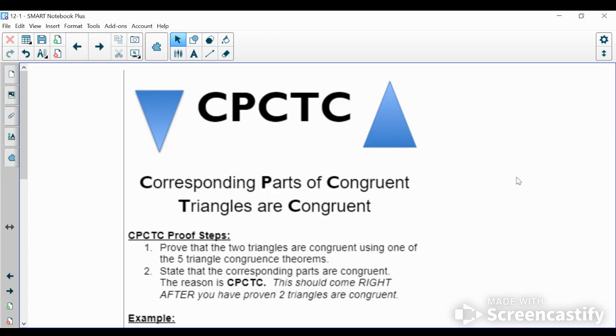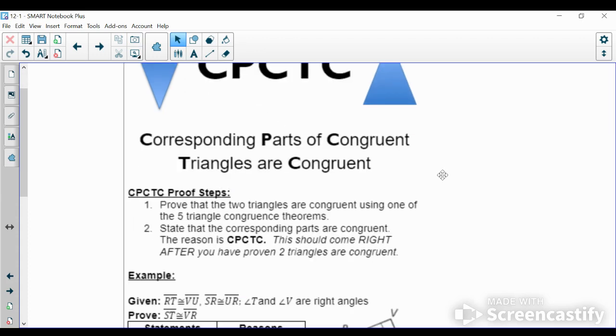We've been working on proving triangles are congruent with one of the triangle congruence theorems, such as side-angle-side, side-side-side, angle-angle-side, angle-side-angle, and hypotenuse-leg. Once you know that two triangles are congruent, that means any other leftover sides or angles will automatically be congruent because they would be considered corresponding parts of congruent triangles. And we will use the reason CPCTC.